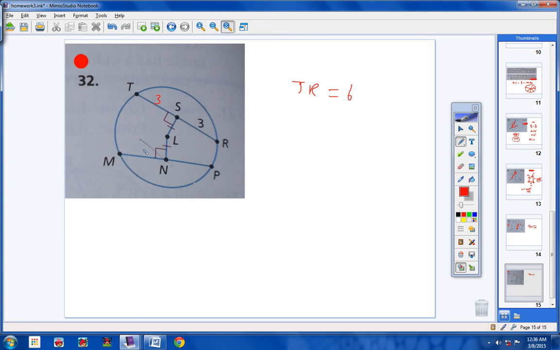TR is 6. Now notice once again, we have equidistant chords. Chords TR and MP are the same distance from the center. This line here is the same as this line here. How do I know that? Because they both have a mark through them, okay? Mark right here and a mark right here, okay? So TR is equidistant from the center as MP is. So that means TR is congruent to MP. So if TR is 6, then the measure of MP must also be 6.